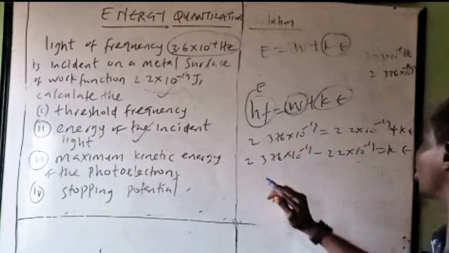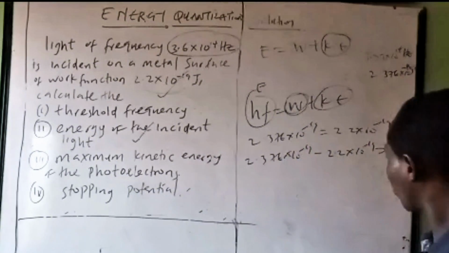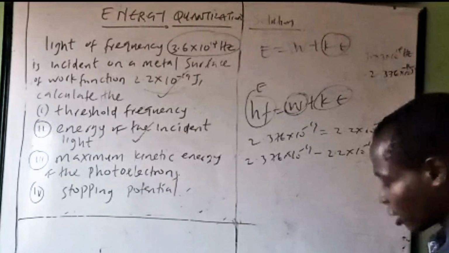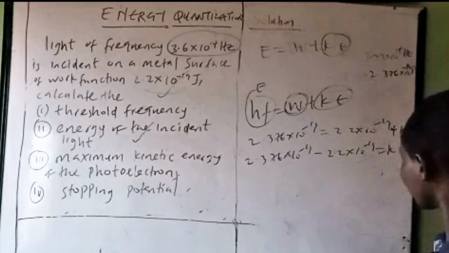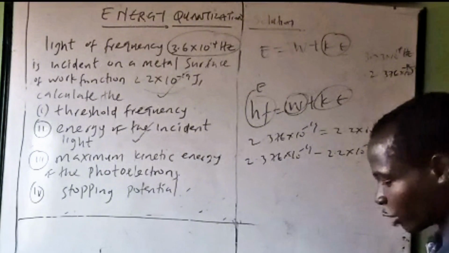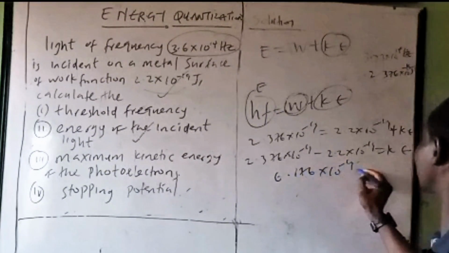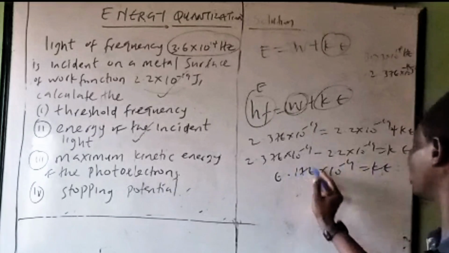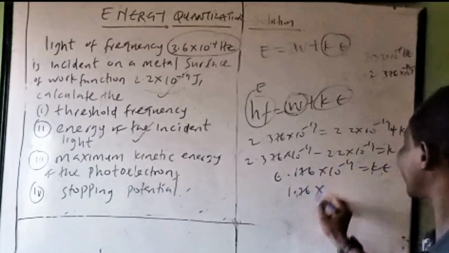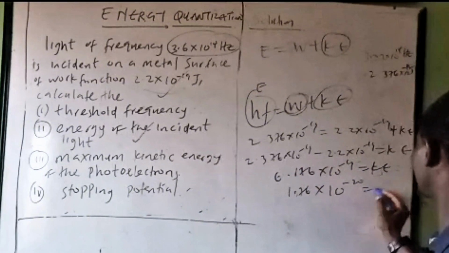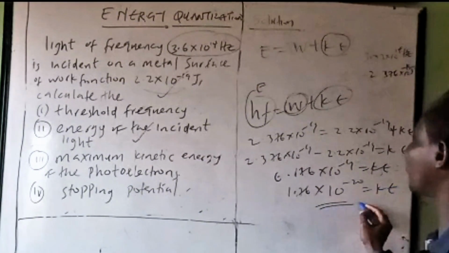So here we're going to have 2.376 minus 2.2. So when you have that, you're going to have 0.176 times 10 raised to minus 19 is equal to Ke. So this will give us 1.76 times 10 raised to minus 20 is equal to Ke.